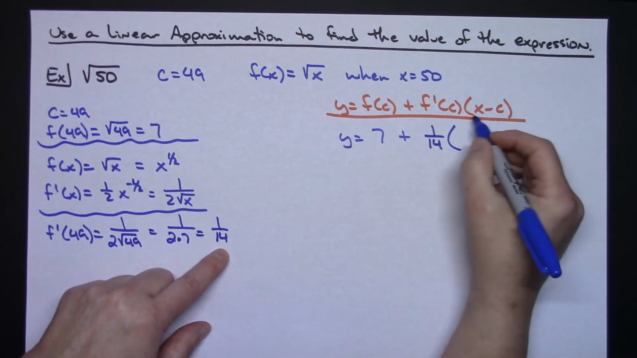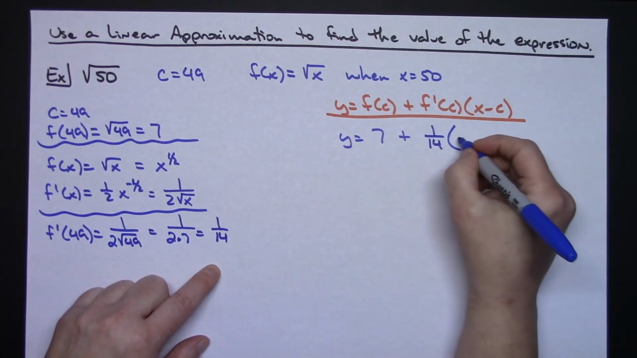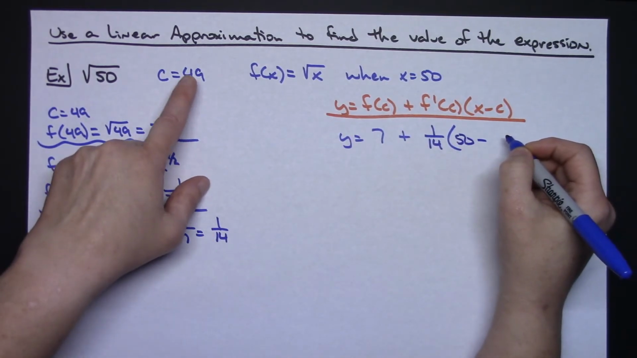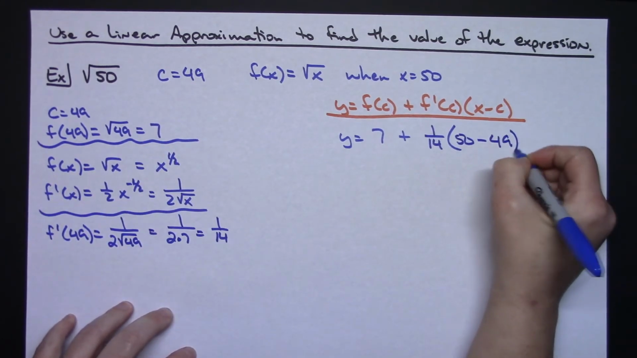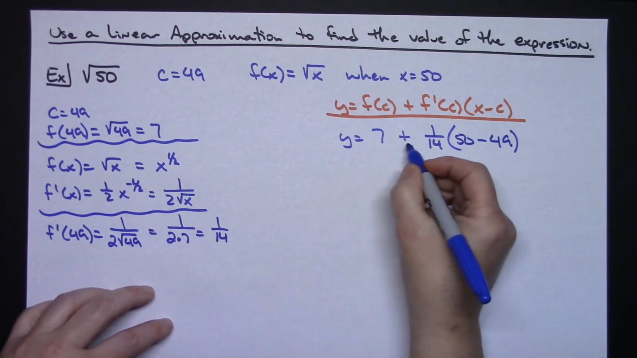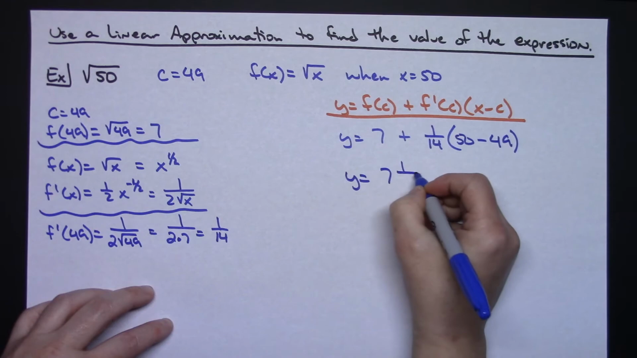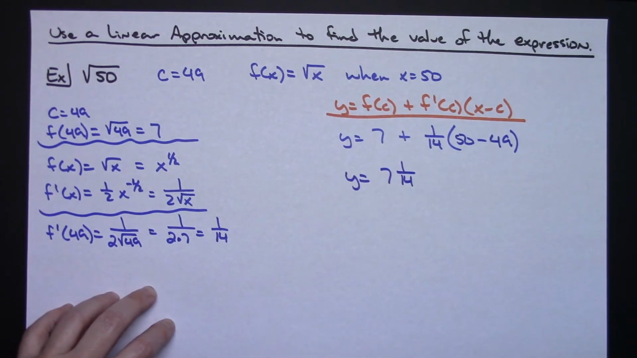And I'm going to be taking that times the quantity x minus c. Well, we said our x was 50, so 50 minus c, which is 49. If I simplify this out, 50 minus 49 is just going to be a 1. So 7 plus 1 over 14, y equals 7 and 1/14. We might as well just leave it right there.